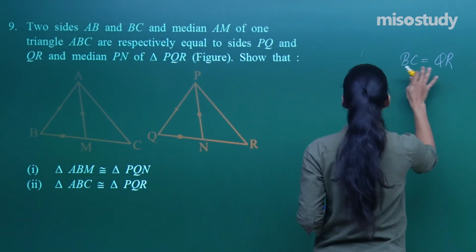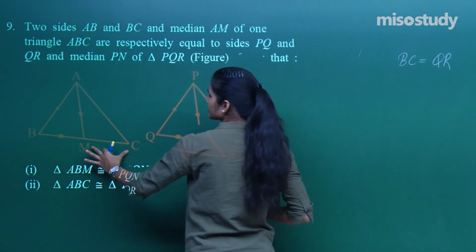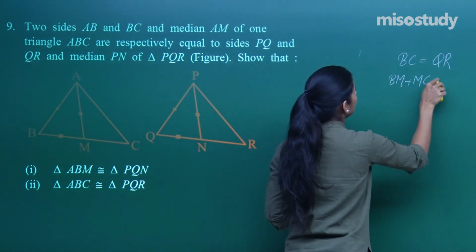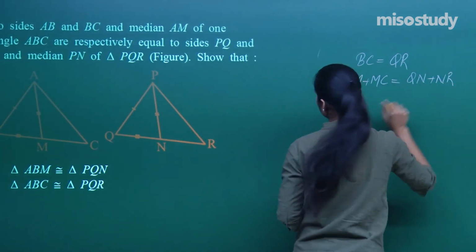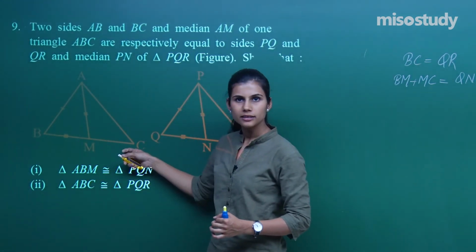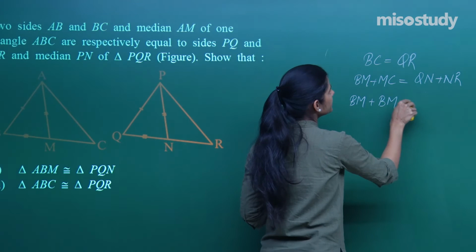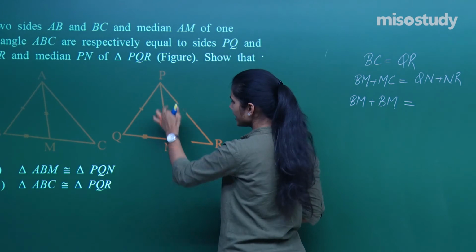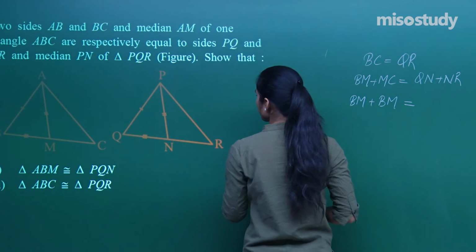So, if BC is equal to QR, M is the midpoint of BC, so BC can be written as BM plus MC, and I can write QR as QN plus NR. But because M is the midpoint, BM is the same as MC, so I can write BM in the place of MC. And because N is the midpoint, as PN is the median, PN is bisecting the side QR into 2 halves. So, QN is the same as NR.